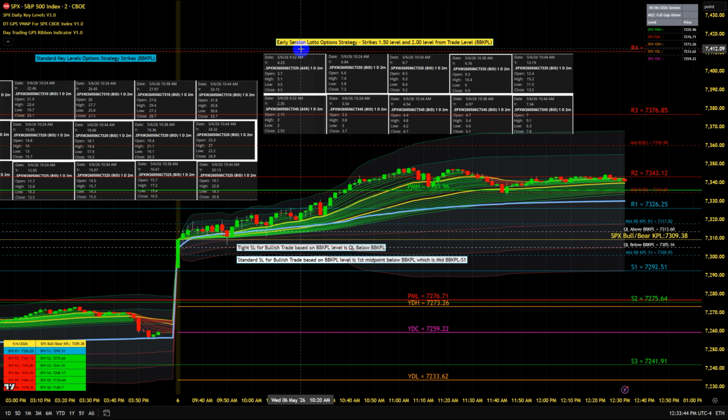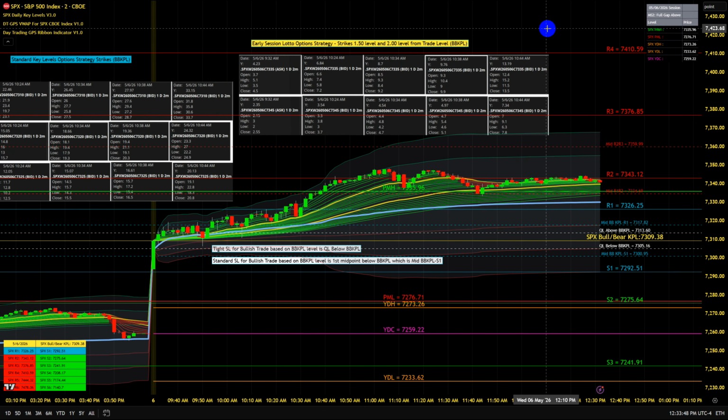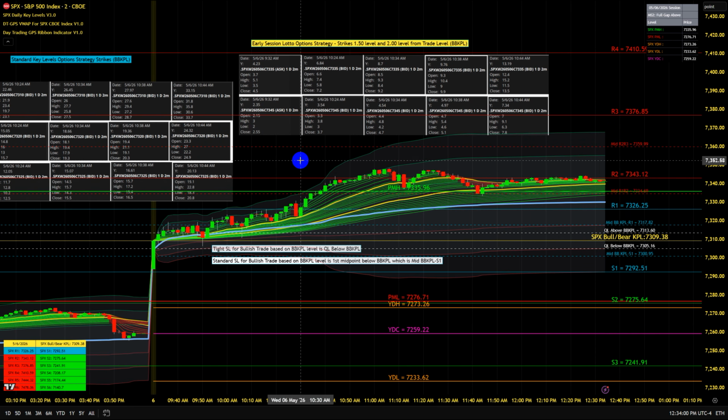How you determine the strikes to use for this early session lotto option strategy is you are looking 1.5 to 2 levels away from the level that you're basing the trade on, and you are looking in the direction of the trade. As opposed to here with the standard strategy, which was looking at the money play based on the strike closest to the level that we're basing the trade on, then the first midpoint above, since this is a bullish trade, and the first full key level above.